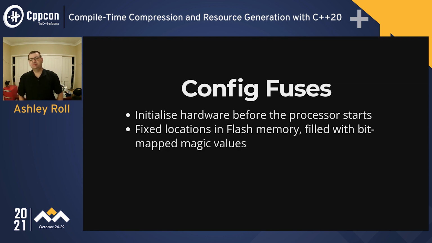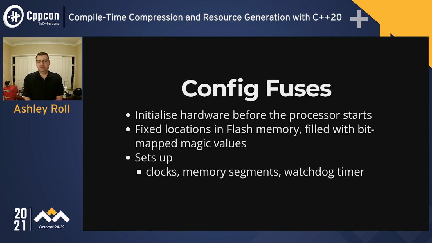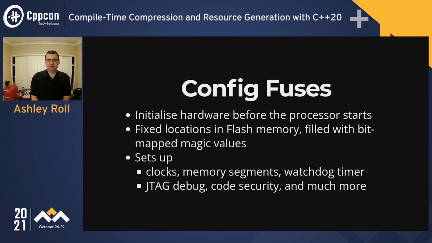The way this is normally done is there are fixed locations in flash memory defined by the manufacturer that say, if you put this bit pattern here, it will configure certain hardware options. And basically, it's a whole series of magic values that you have to read 200 pages of data sheet to understand. They can set up things like clocks, so how fast your thing's running, what the clock source is. In some larger microcontrollers, you set up memory segments, you can set up protection, watchdog timers, JTAG debugging availability, security options on the code, so whether you can read the code out or anything like that, and quite a bit more.